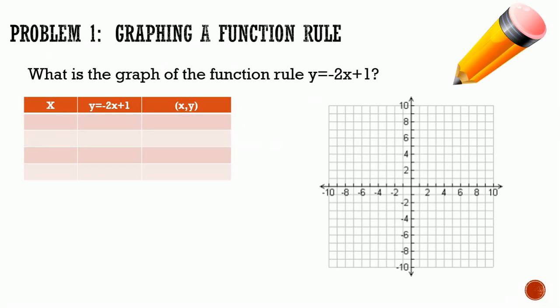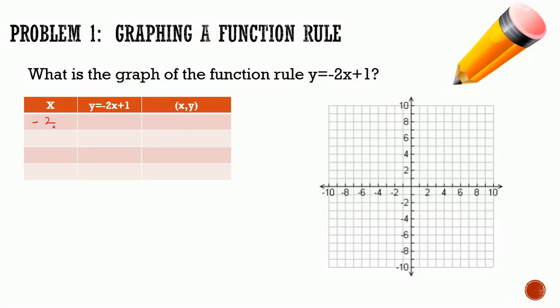So basically what you're going to get is I'm going to give you a function of some form, and I'm going to ask you to make a graph for me. So I have this function y equals negative 2x plus 1, and you're going to need to make a graph. Now, we are going to always use these following x's for when we make a graph of our function rules.